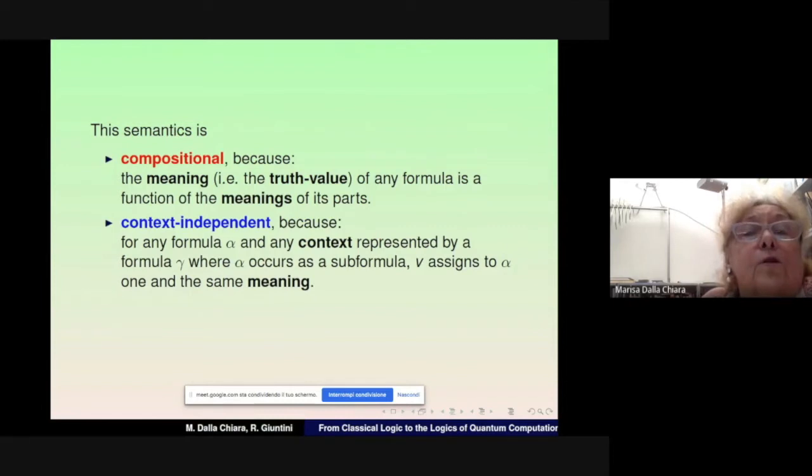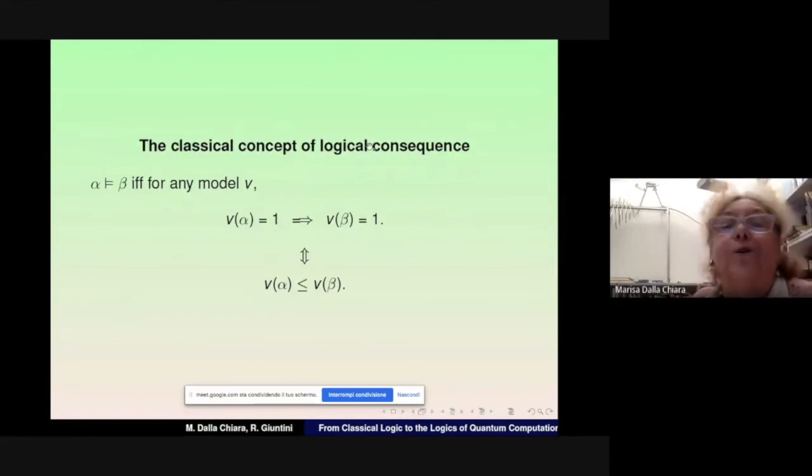This semantics is compositional. Why compositional? Because the meaning, and meaning here means truth value, of any formula is a function of the meanings of its parts. And it is also context independent, because for any formula alpha and any context represented by a formula gamma where alpha occurs as a subformula, we assign to alpha one and the same meaning. So meanings are context independent in classical semantics. And the classical concept of logical consequence is very natural and simple in the case of a sentential language.